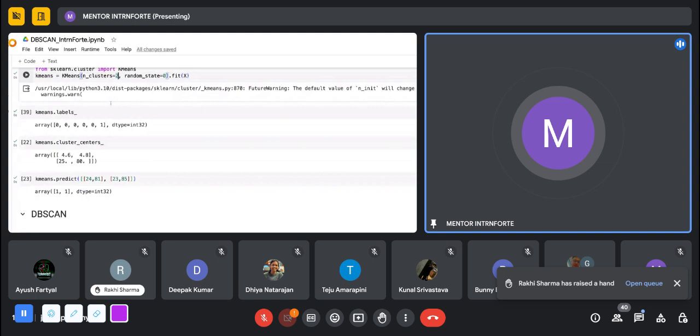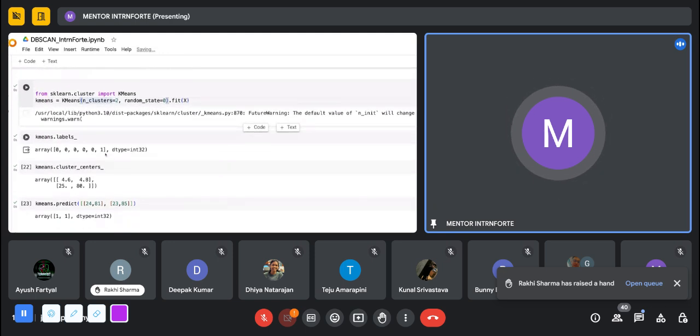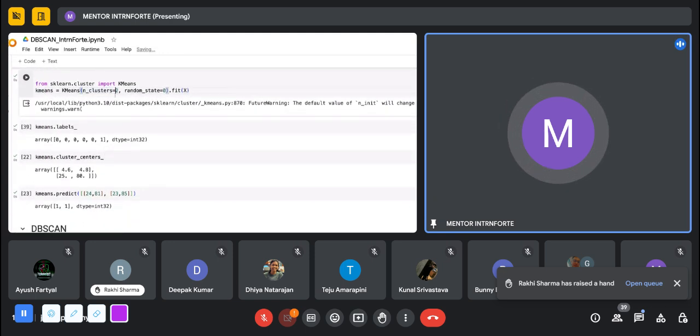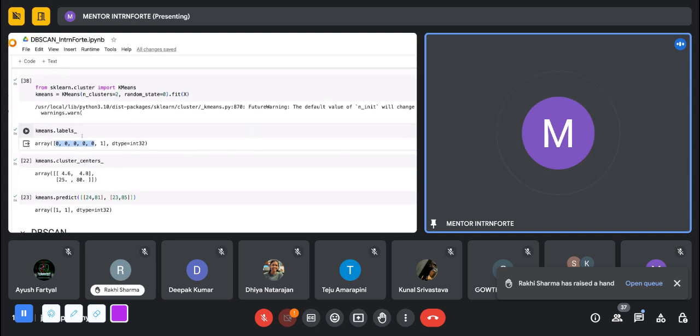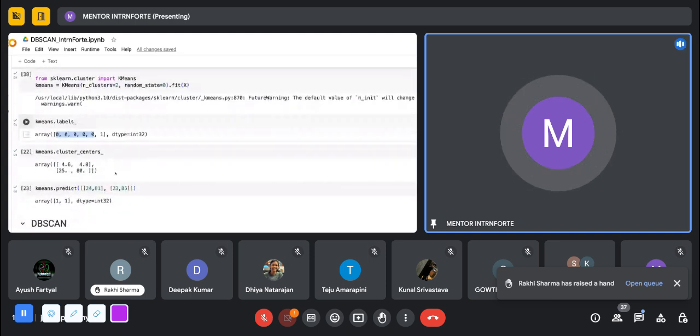The problem of k-means is that it even considers noise as a cluster. So this one is also part of a cluster only. There are two clusters over here. One is zero, all these are zeros, and all these are ones.